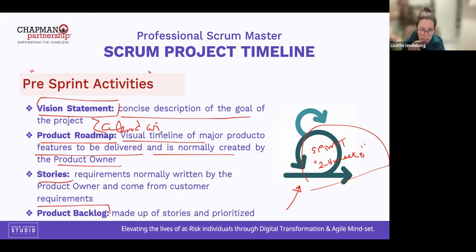The stories are the requirements in a beautiful language. Those are requirements normally written by the product owner, and they come from the customer requirements. The product backlog is the prioritized and organized list of all the stories or requirements. So we have 4 elements before we get started with the project: the vision statement, the product roadmap, the stories, and the product backlog.